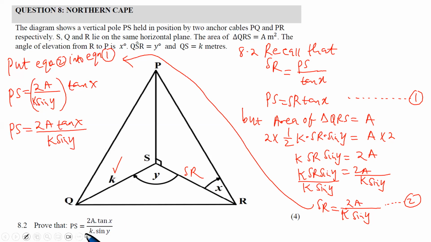So let's look at how far we are. It looks like we got to a tangent of x divided by k sine y. For 4 marks there, we're able to achieve the result. And this is what the students from the Northern Cape had to solve in this year's trial exams. Next question.